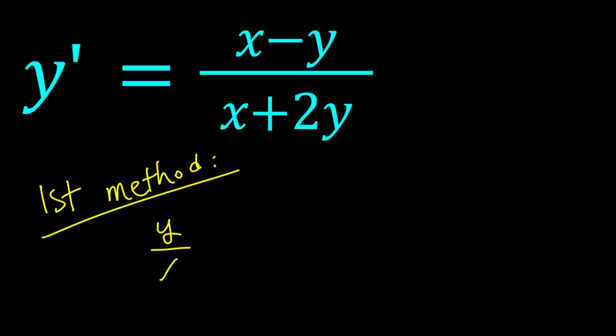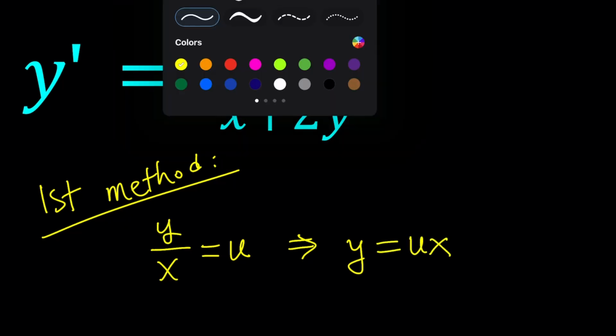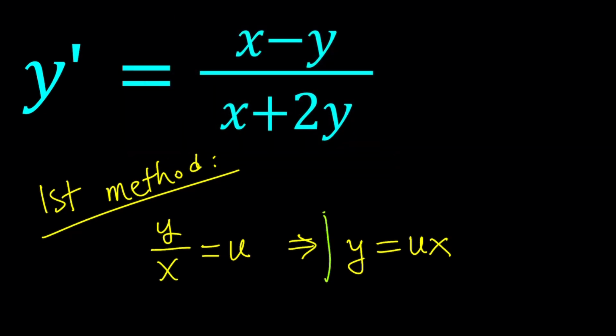How about u? Since y is a function of x, and x is a function of x, u is also going to be a function of x. So from here, as long as x does not equal 0, we get y equals ux. That's what we're going to use. Basically, we're going to be using substitution here. Let's go ahead and plug this into the equation.